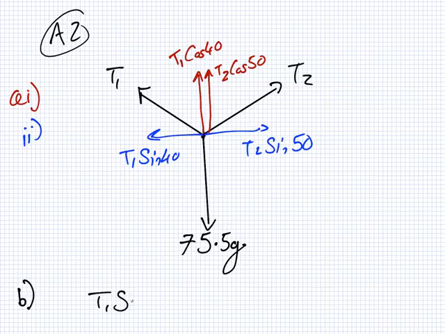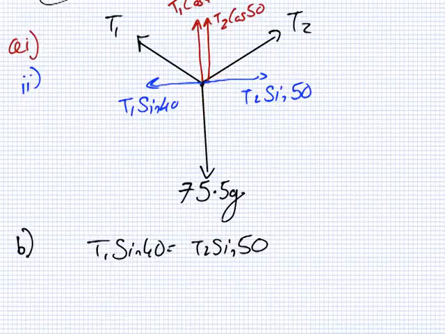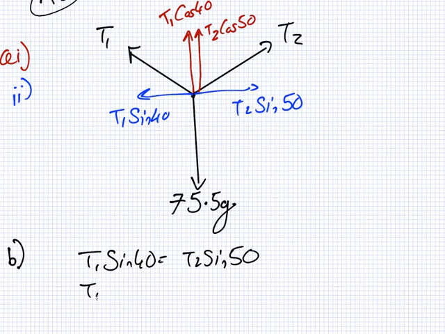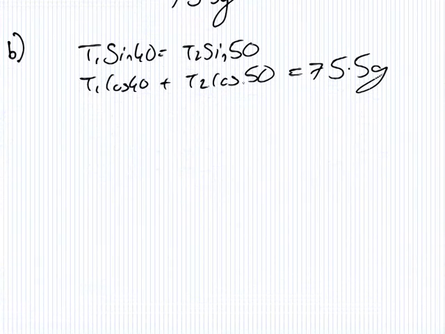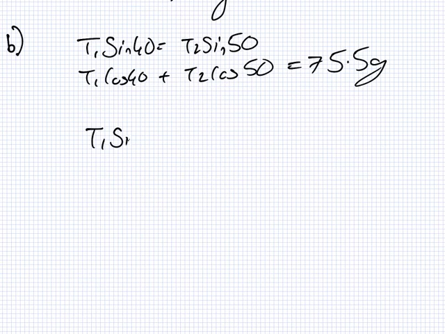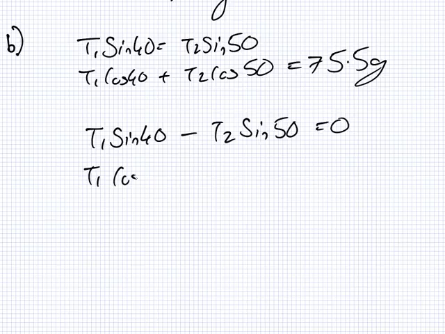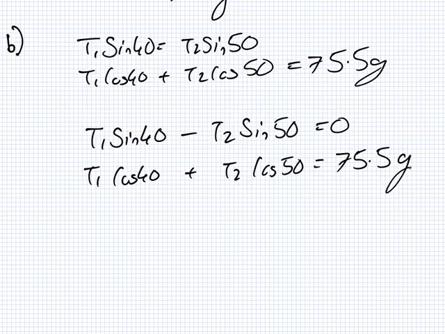So you can say T1 sine 40 equals T2 sine 50. And you can also say T1 cos 40 plus T2 cos 50 equals mg. Right, so let's see what we have here. We have T1 sine 40 minus T2 sine 50 equals 0. And we have T1 cos 40 plus T2 cos 50 equals 75.5 g.